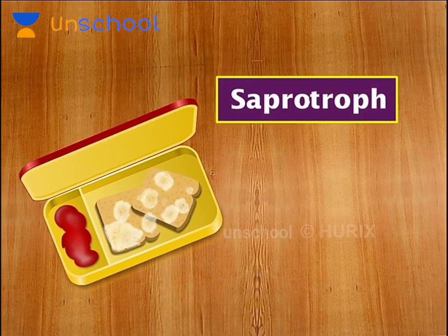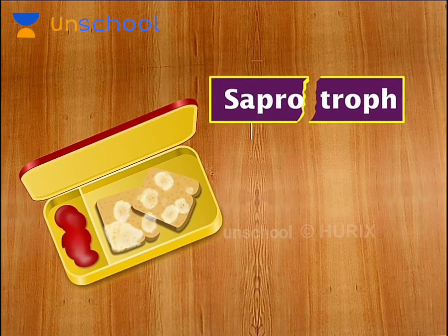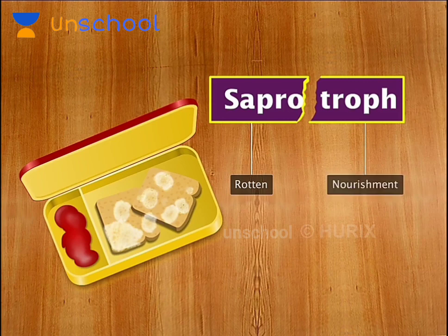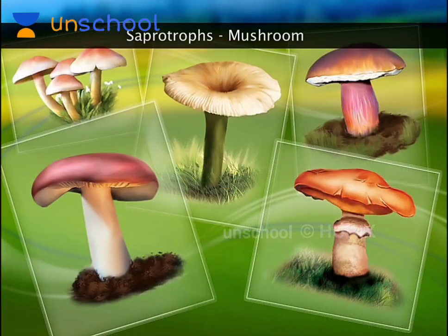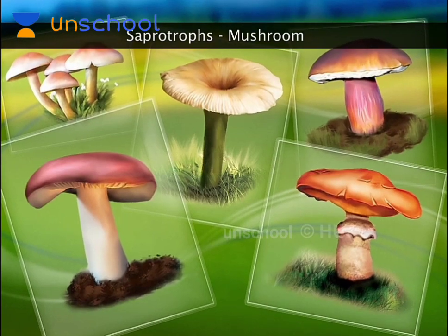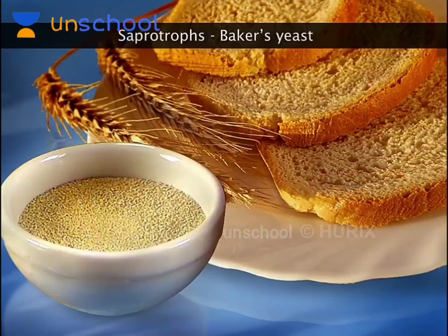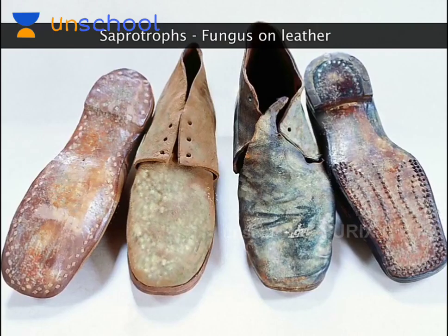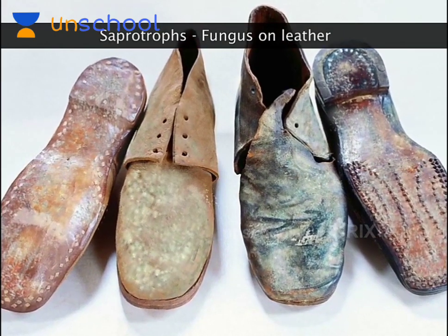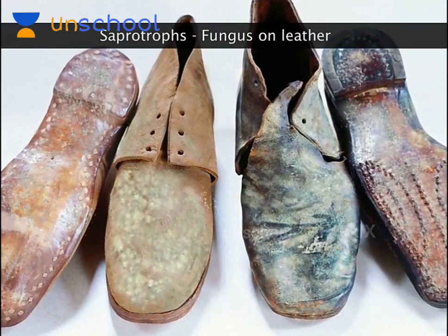Sapro is from the ancient Greek sapros, rotten, and troph, as before, signifies nourishment. Examples of saprotrophs are mushrooms, baker's yeast, and the fungus that spoils your leather items during the rainy season.